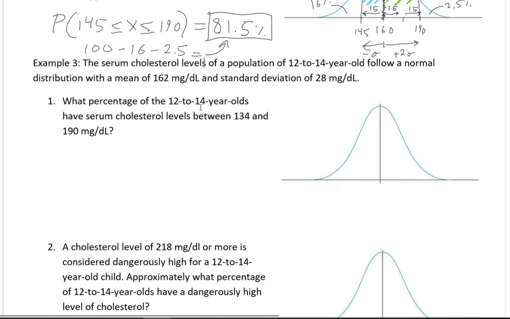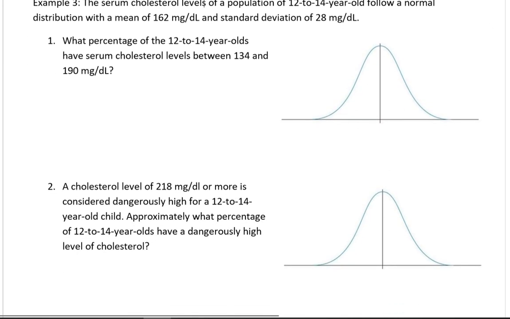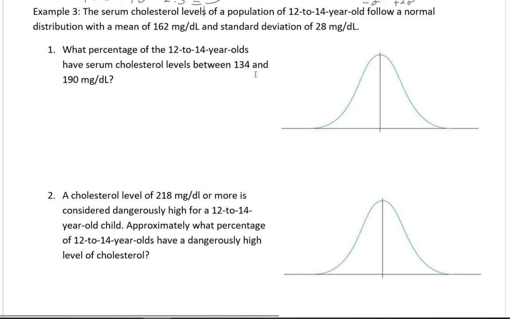Now we're not going to end there, because with the empirical rule, as you noticed, there is a lot going on here, so I want to do a couple more examples, but I want to approach them in a little bit of a different way. The serum cholesterol levels of a population of 12 to 14-year-olds follow a normal distribution with a mean of 162 milligrams per deciliter and a standard deviation of 28. What percentage of the 12 to 14-year-olds have serum cholesterol levels between 134 and 190?